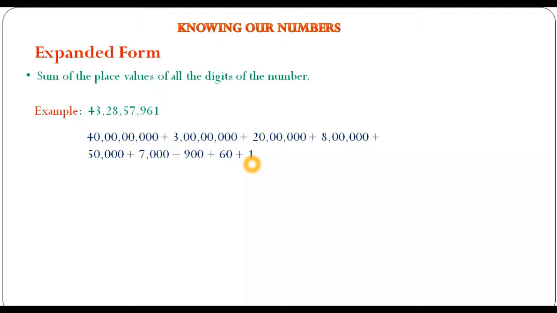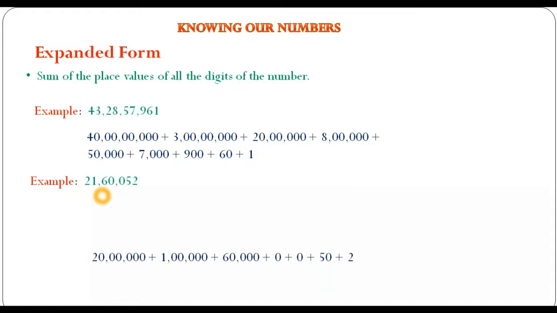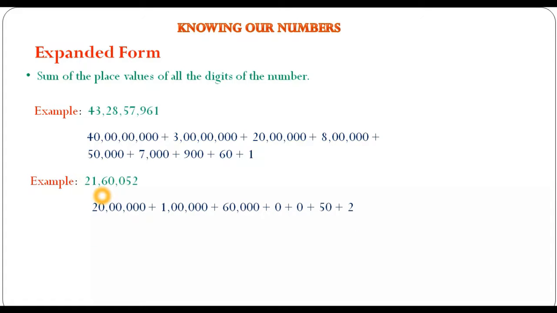Okay. Now, students, let's take another example, 2160052, and let's see its expanded form. So again, from the extreme right: ones, tens, hundreds, thousands, 10,000, lakh, and 10 lakh. That means 2 is at 10 lakhs place. So 2 into 10 lakh, that's 20 lakh. Plus 1 is at lakhs place. So 1 into lakh, that's 1 lakh.